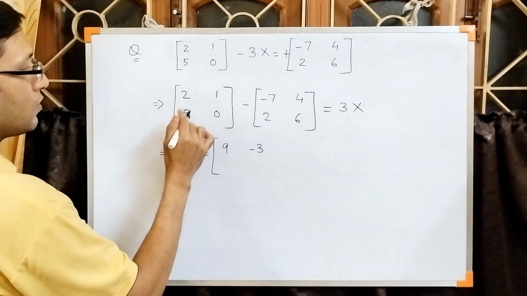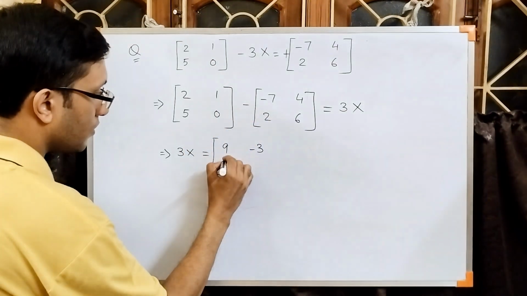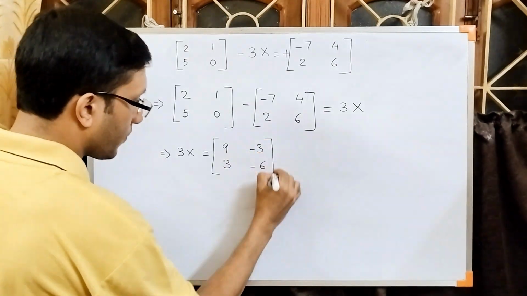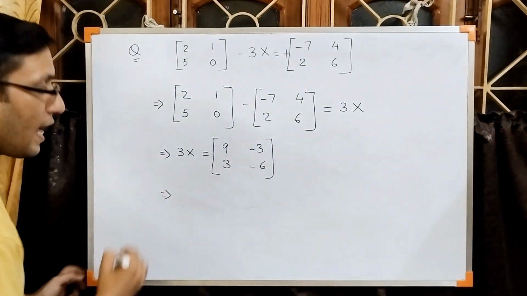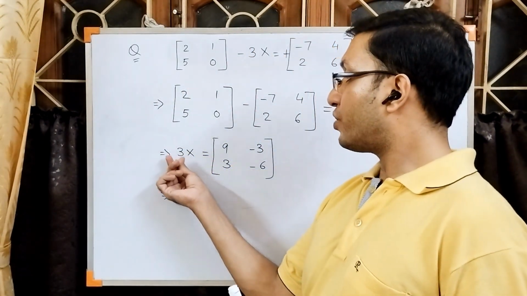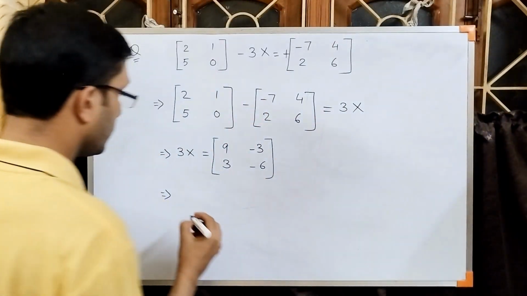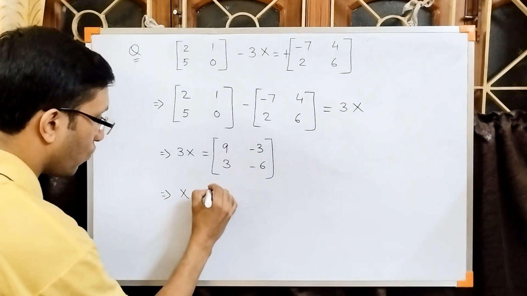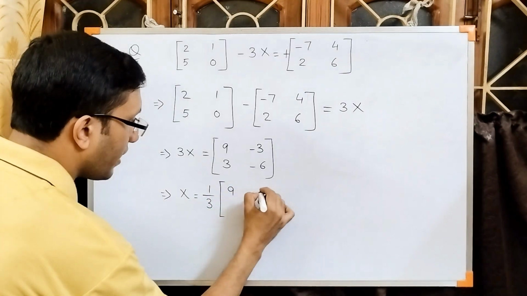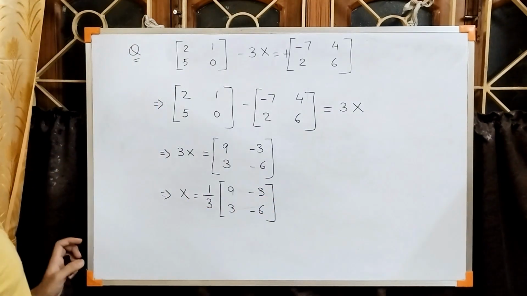5 minus 2, that gives us 3. And 0 minus 6, that gives us minus 6. Now, on the left hand side, this 3 is multiplied with x. So when this 3 is taken to the right side, it becomes 1 by 3. So x is equal to 1/3 of this entire matrix. That is 9, minus 3, 3 and minus 6.